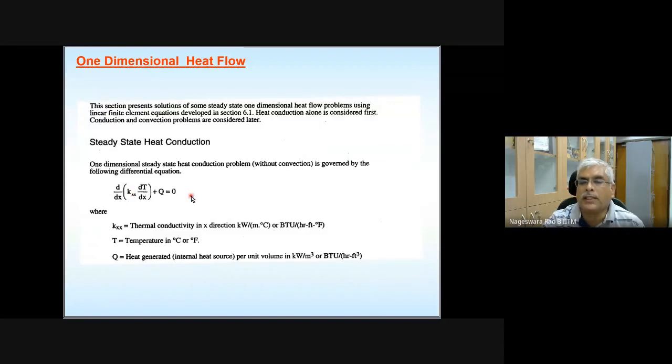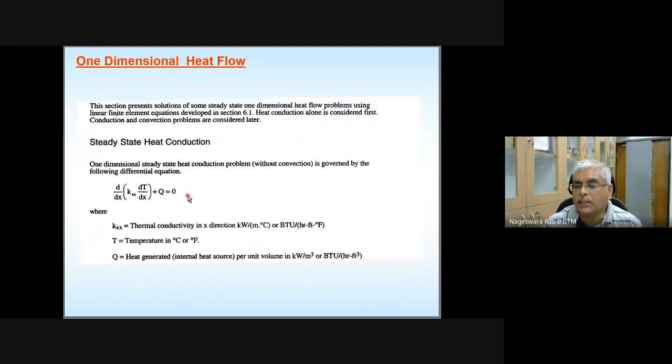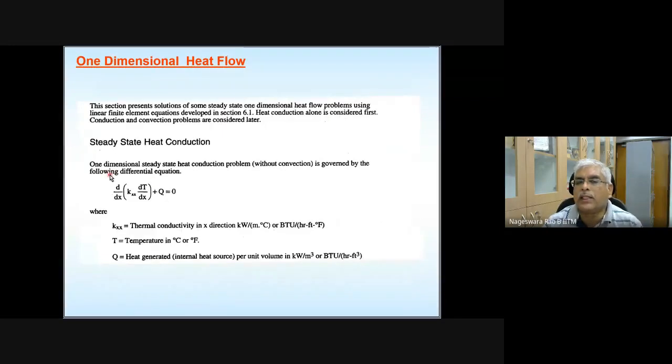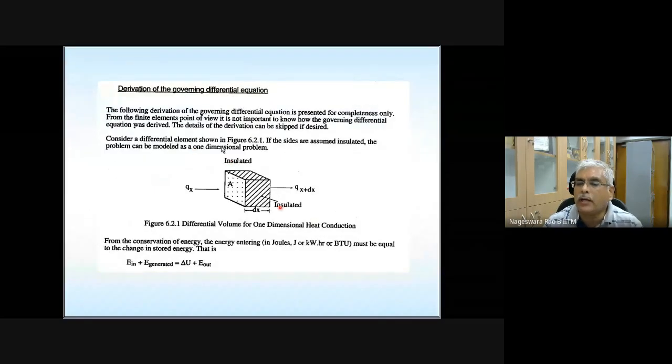So now let's see how this equation is derived. That is what is shown here. If somebody who doesn't know the basics of steady state heat conduction is interested, they can go through this. I'm not going to go into all the details. This gives you the details of how that governing differential equation is obtained.